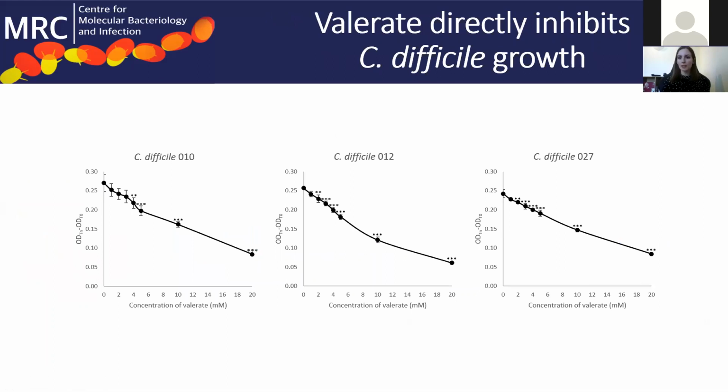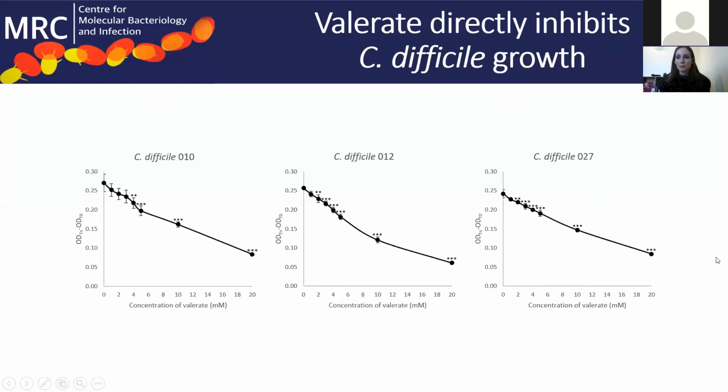The next thing we said was, great, but correlation does not always equal causation. So we wanted to show that valerate has a direct effect on the growth of C. difficile. These plots show where we took pure cultures of C. diff and incubated them with different concentrations of valerate. The x-axis shows the different concentrations of valerate, and the y-axis shows the change in growth. We tested 3 different ribotypes, which are slightly different versions of C. difficile, and you see that as you increase the concentration of valerate, you decrease the growth of C. diff in all 3 ribotypes.